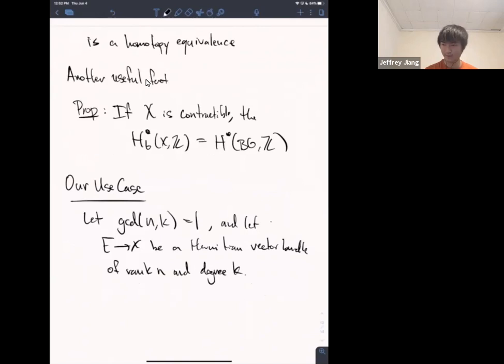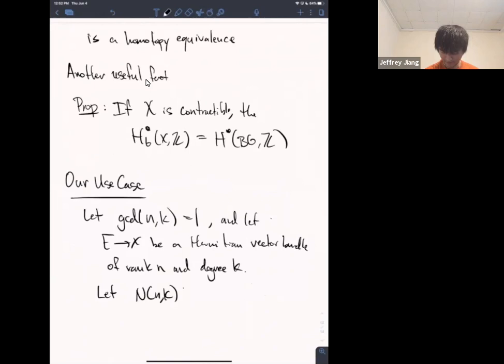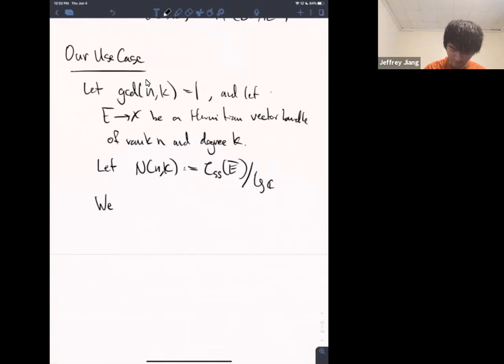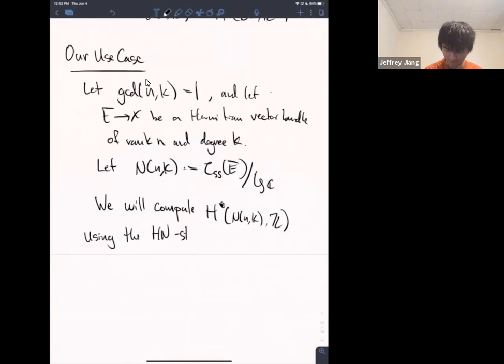And then let the space, call it N(n,k), be just the semi-stable locus mod the complex gauge group. So this is like our GIT quotient, and it's the moduli space of semi-stable bundles. And then what we're going to do next is compute the ordinary cohomology of this space. What we're going to use is the Harder-Narasimhan stratification and G_C-equivariant cohomology. So that's next time, and I think I will stop here.